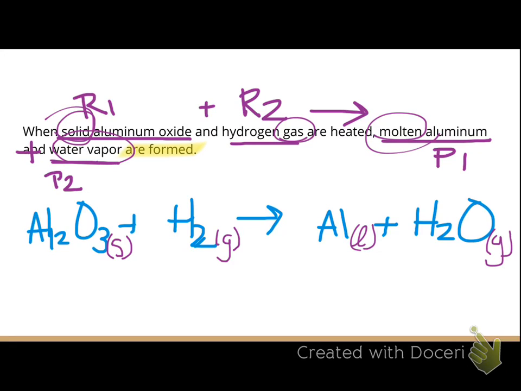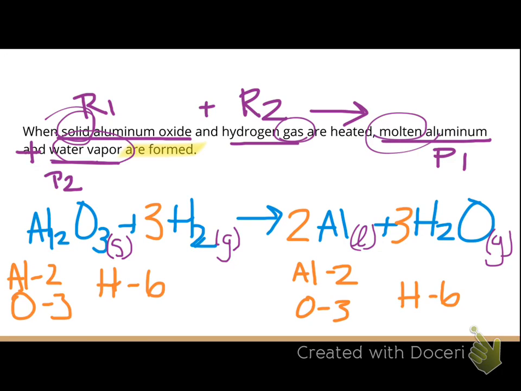All right, so now we have to go through and balance this. I'm going to pause it at this point. I want you to practice balancing this on your own. Come back and see if you balanced it correctly. All right, so double check your coefficients. See if they match mine here. You should have 1 aluminum oxide plus 3 hydrogen gas yields 2 aluminums plus 3 water vapors. Remember that this does distribute all the way through to both your hydrogen and your oxygen.